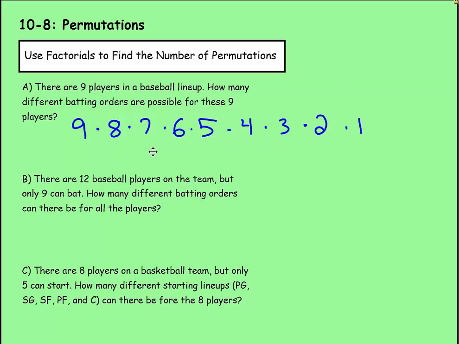So how many different possible ways can he make the batting order? You're going to be surprised how big this number is. He has 362,880 different ways to make this batting order.